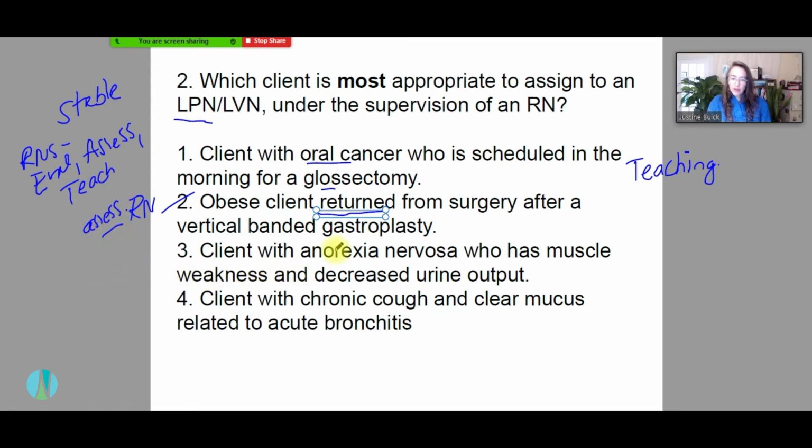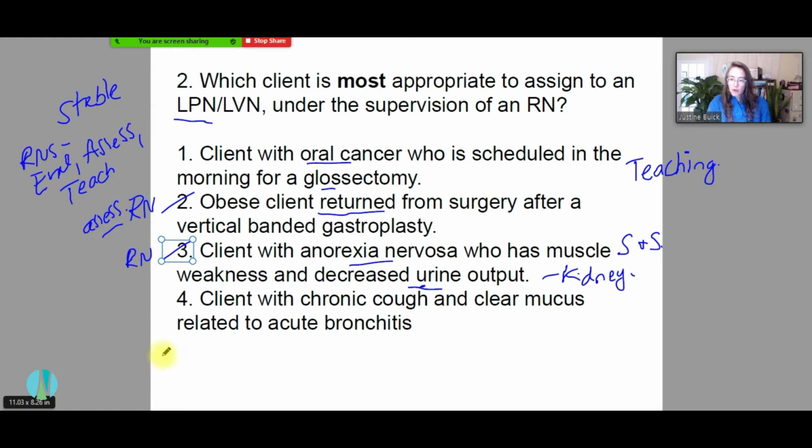Number 3, client with anorexia nervosa, so they don't like to eat, and it's a psychological issue, who has muscle weakness and decreased urine output. So they're giving you that sign and symptom data, and you always want to pay attention to that. There's always clues for either keeping answers or getting rid of answers. And the decreased urine output is definitely a concern because I'm worried about their kidneys. So that patient is definitely going to need more assessment, and I would eliminate that one and give it to the RN.